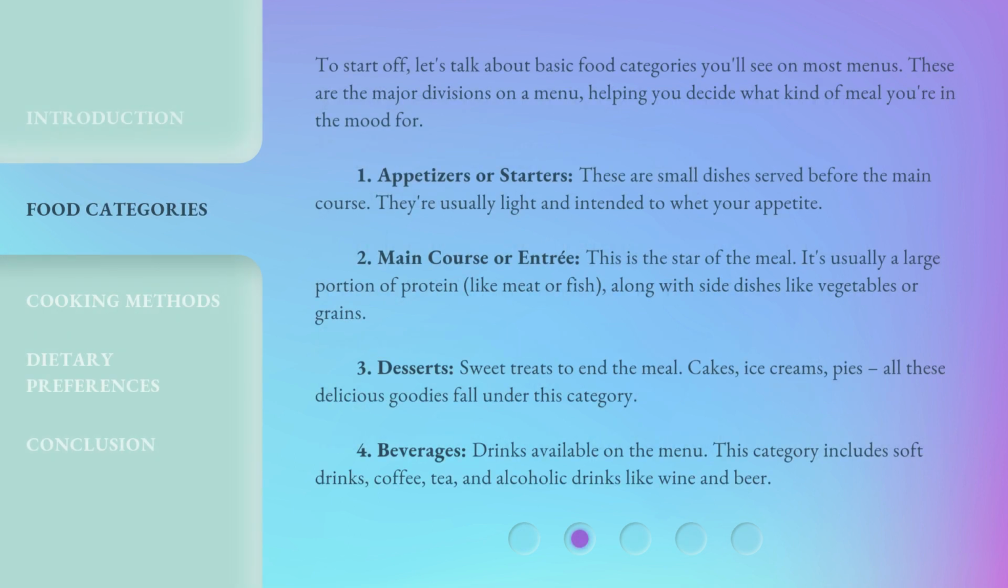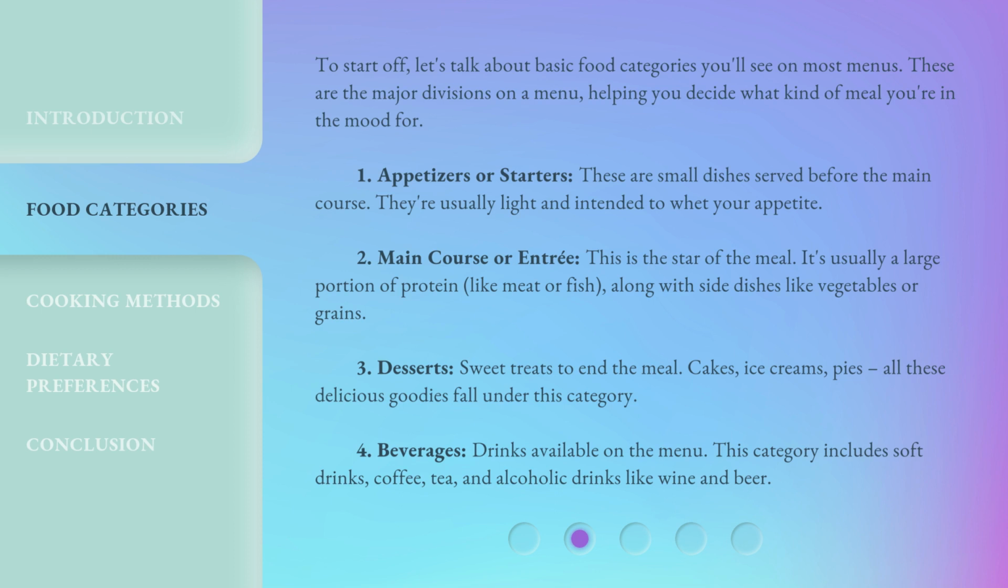To start off, let's talk about basic food categories you'll see on most menus. These are the major divisions on a menu, helping you decide what kind of meal you're in the mood for. 1. Appetizers or starters. These are small dishes served before the main course. They're usually light and intended to whet your appetite.